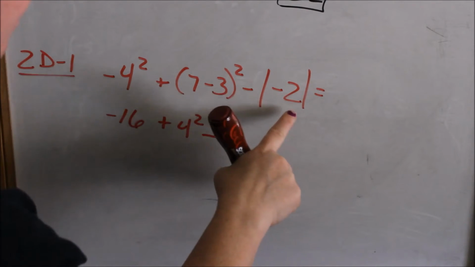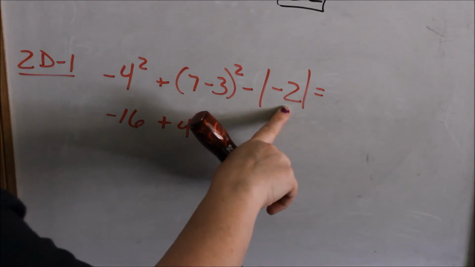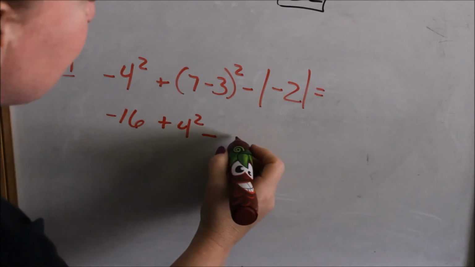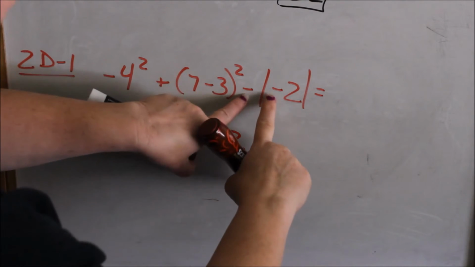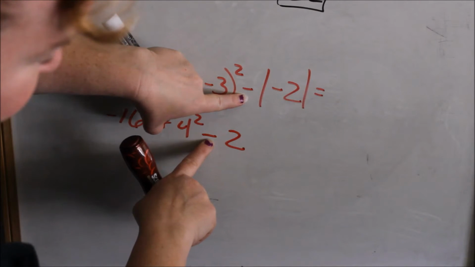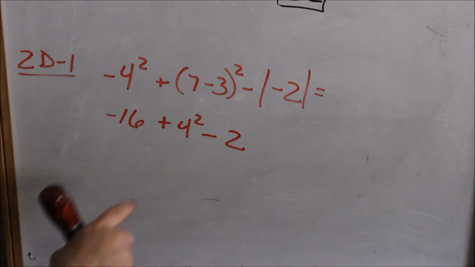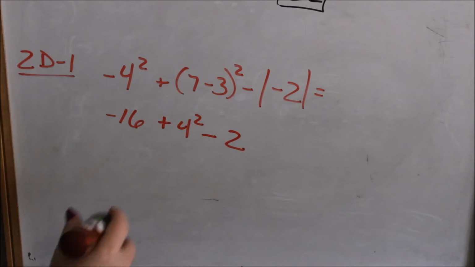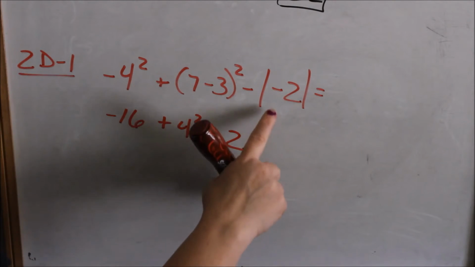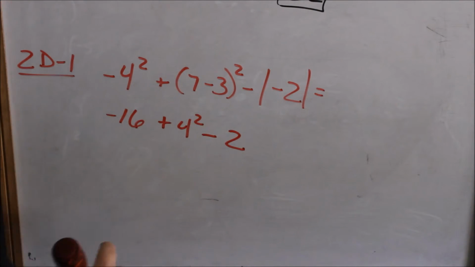Minus, there's that absolute value. Absolute value of negative 2. Absolute value says it's going to be positive. So that is a positive 2. Be careful about these two signs. This subtraction sign stays and goes right there. This becomes the positive 2. We still need to do parentheses and exponents. And remember, absolute value falls under parentheses. You do those at the same time you do parentheses.